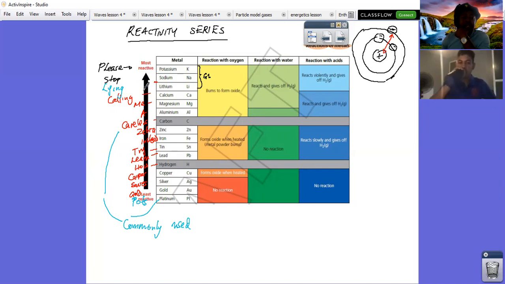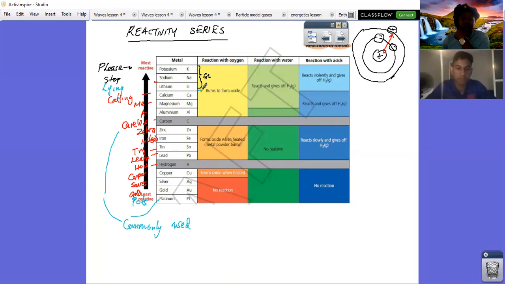So that's the main reactivity series anyway, and unfortunately, it's one of those things that you're going to have to memorize. Not that it will save your life or anything, but it will help you get a good grade on your final exams. Okay, so reactions with oxygen, you're happy, so they burn to form oxides.